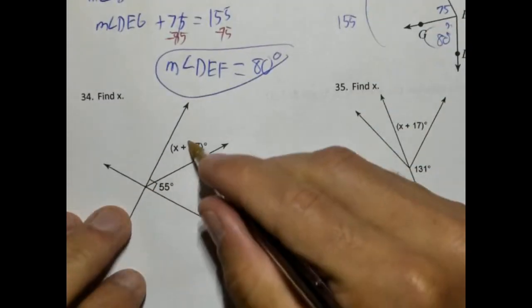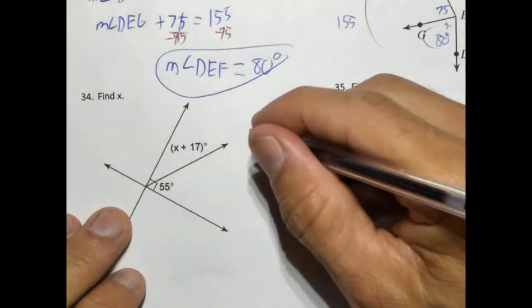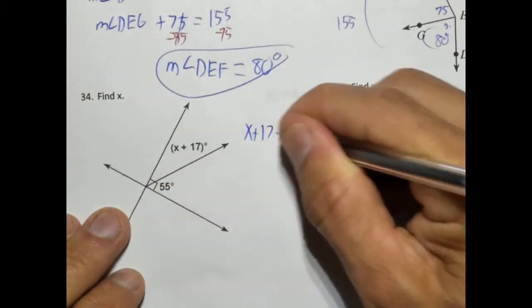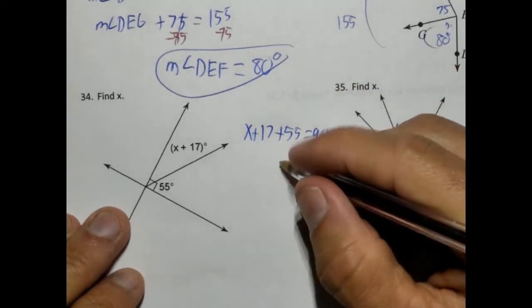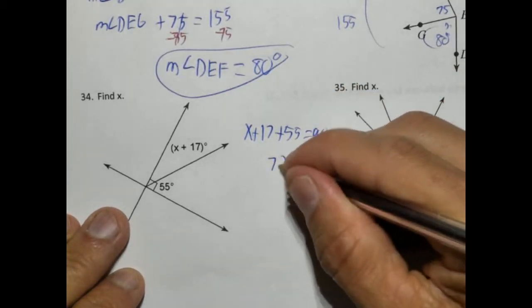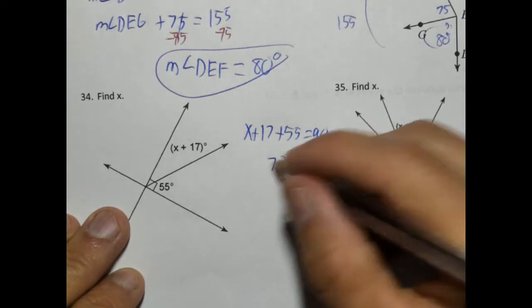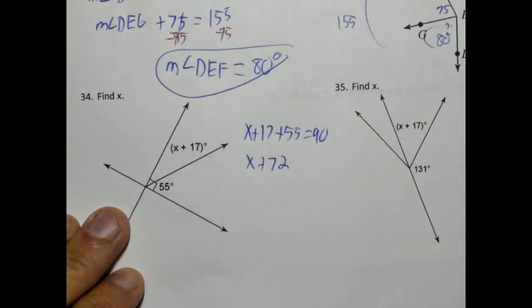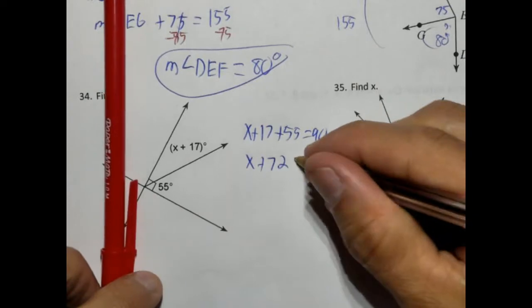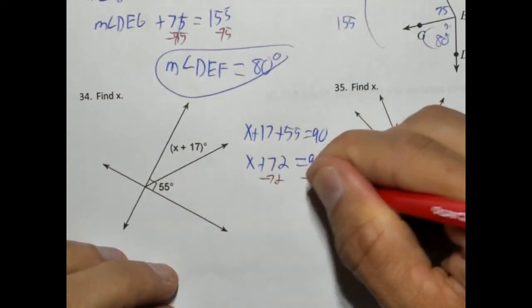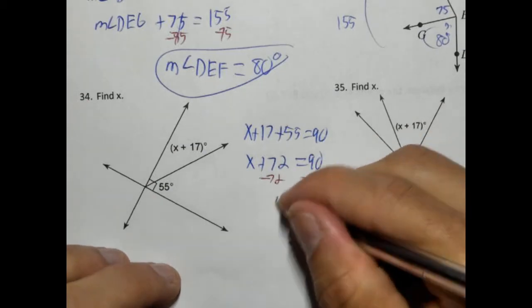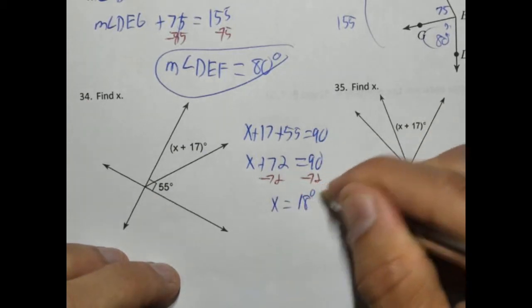Cool. All right, down here, find x. So we know these have to add up to 90 because of the notation. So we're going to say x plus 17 plus 55 equals 90. Combine like terms. So that's 72. And then subtract 72 from both sides. Oh, forgot the 90. X would be equal to 18 degrees.